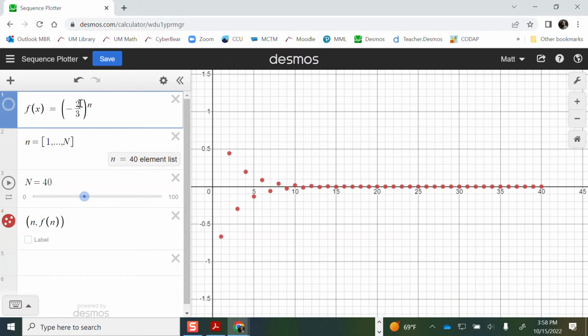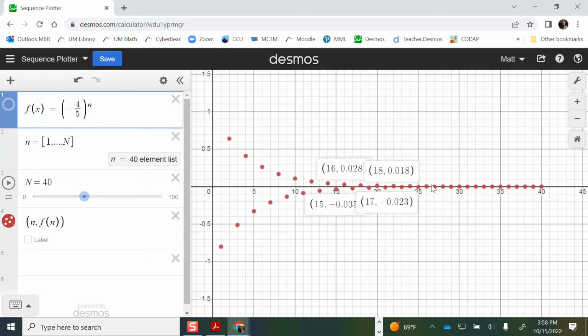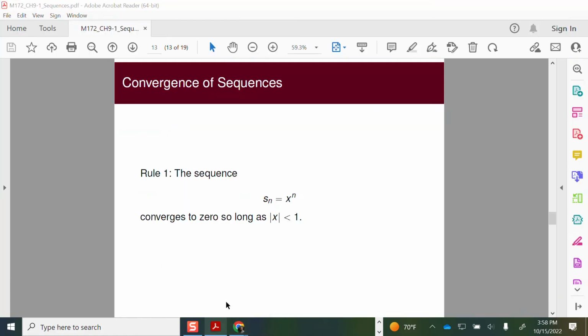If we want to see one that's going to 0 a little slower, we pick a negative number that's closer to -1. So something like -4/5 maybe. There's a neat one. You can see that it's negative, then positive, then negative, then positive. But by the time we get out to a sufficiently large term, we've converged as close to 0 as we'd like. So definitely a useful rule. Anytime we have x to the n where x is some fraction between -1 and 1, non-inclusive, then we get convergence.